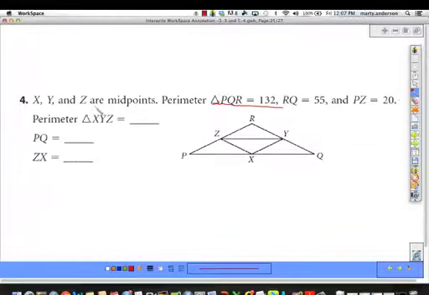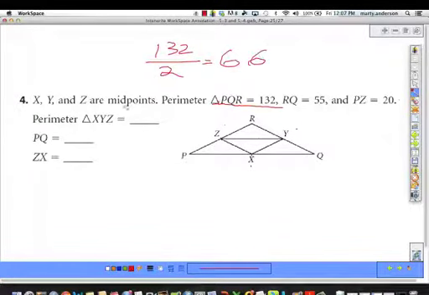Now, perimeter of XYZ. Before we start filling in a whole bunch of numbers and trying to calculate the perimeter up, let's think about the fact that XZ here is half of RQ, ZY is half of PQ, and XY is half of PR. If we're half of the side, half of the side, half of the side, then would you not agree with me that the perimeter has to be half of the perimeter? So 132 divided by 2 must be 66. I know that the perimeter of that is going to be 66.